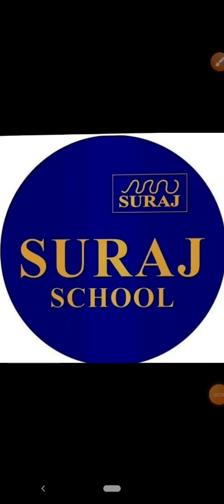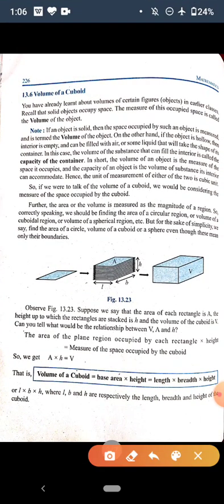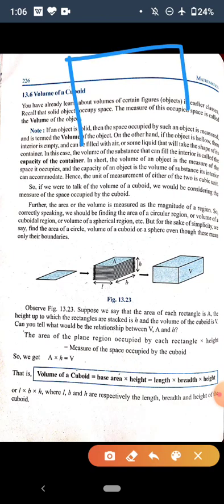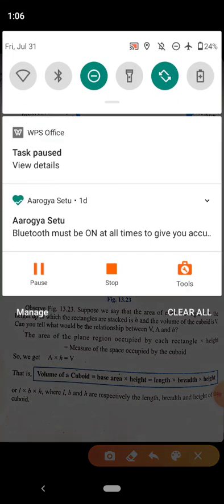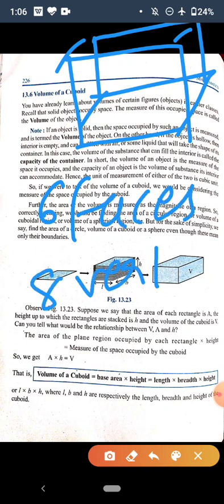Today we are going to start a new topic, that is volume of a cuboid. So you are already aware of the shape of a cuboid. You know very well that a cuboid has 6 faces, 8 vertices and 12 edges.